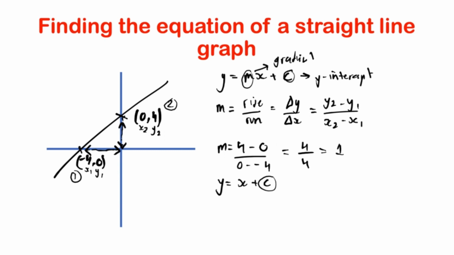Now all that's left to find is the c value, which is the y-intercept. The y-intercept is basically where the line crosses the y-axis. And as you can tell, coordinate number 2 is the point where the graph crosses the y-axis, which is at y value 4. So C would be 4, and this would be your equation: y equals x plus 4.